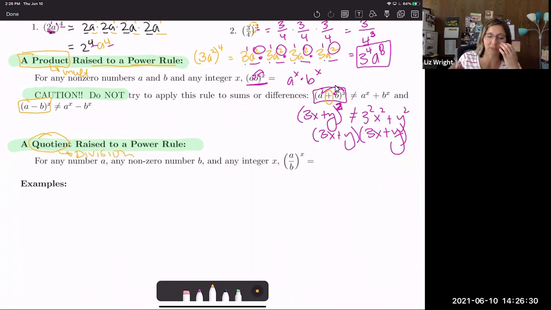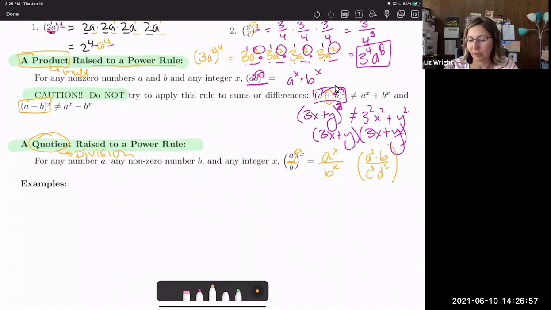So this one works for division too. If you have just division or a fraction going on inside parentheses, you can take the x to the a and the x to the b. So it's going to be a to the x all over b to the x. And that is similar to something like this. Let's say we've got a squared times b all over c to the third times d squared, something like that.